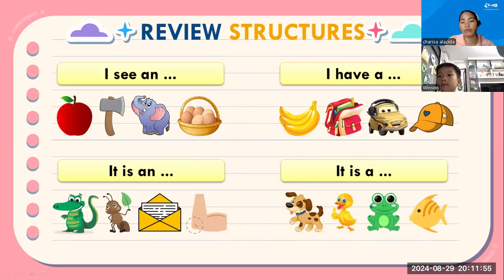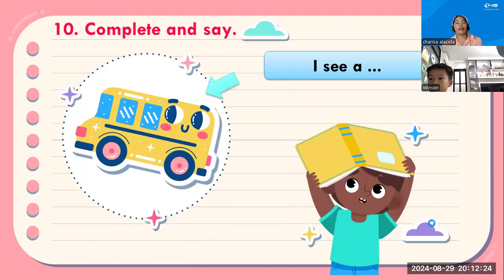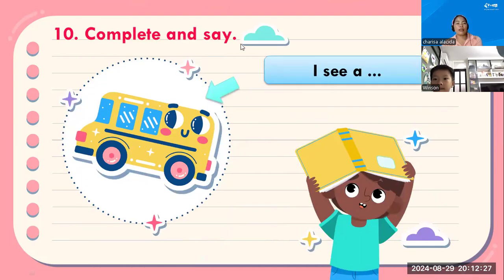Okay, next, let's move on. What is that? It is a dog. It is a duck. Here, what is this? Frog. How about that? Fish. Okay, very good.